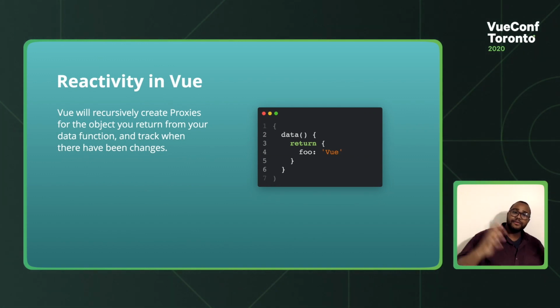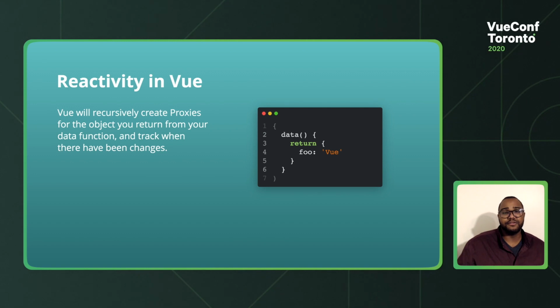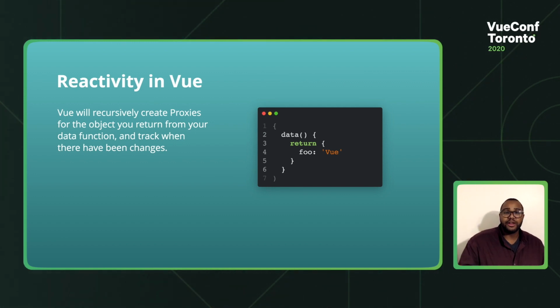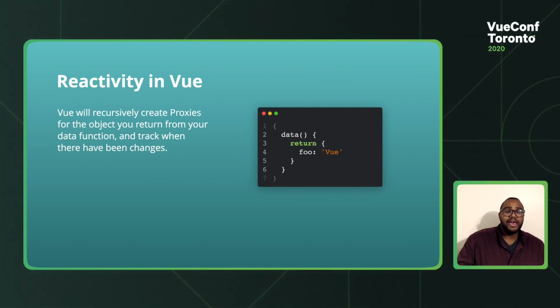How does this relate to Vue? Well, you have your Vue component and you have your data function. From your data function, you're returning an object. In this case, we've got the key foo, value Vue, right? When you pass this object to Vue from your data function, Vue creates a proxy for it. Vue says, hey, you gave me this object, let me track all those changes for you, right? And in fact, if you have nested objects and whatnot, Vue does this recursively. You get proxies for everything. And this is how Vue works. This is how Vue's tracking everything.